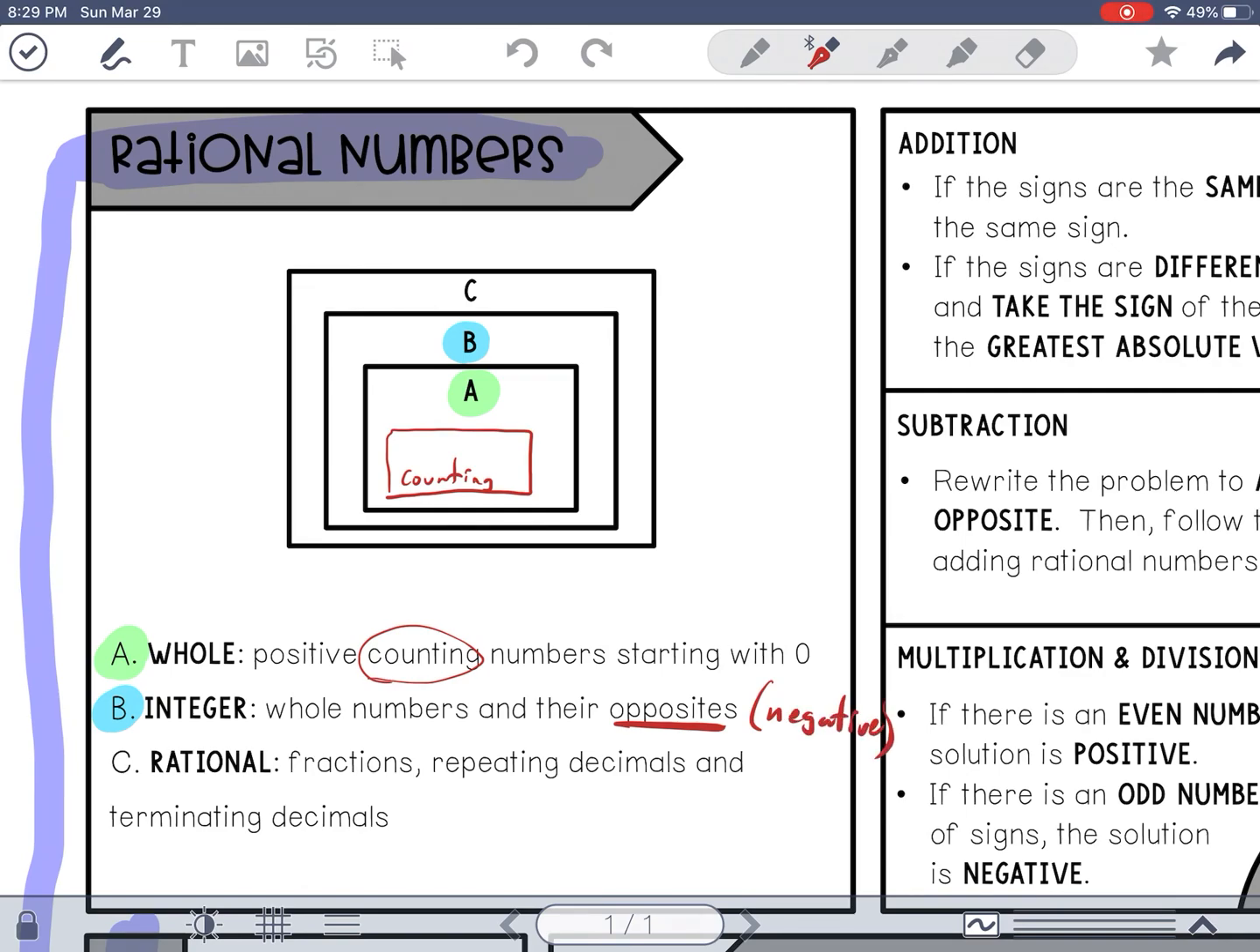Finally, let's use this cool orange. Finally, rational numbers. All of those numbers are rational, but they also fall into different subcategories. It includes the fractions, repeating decimals, and terminating decimals. All right, any questions?